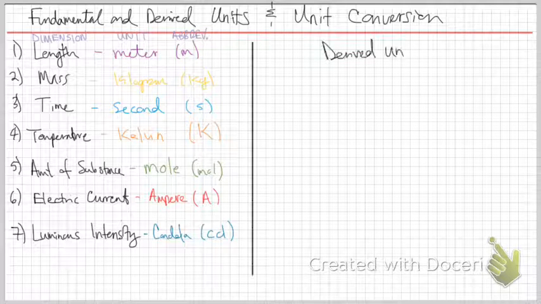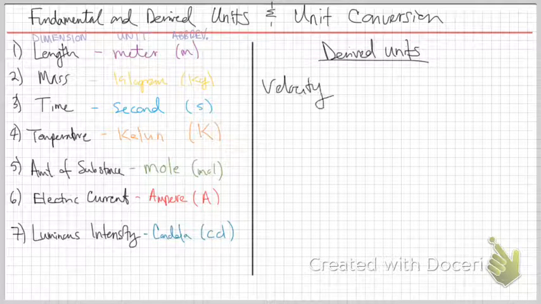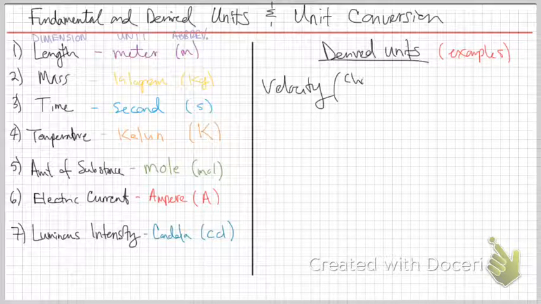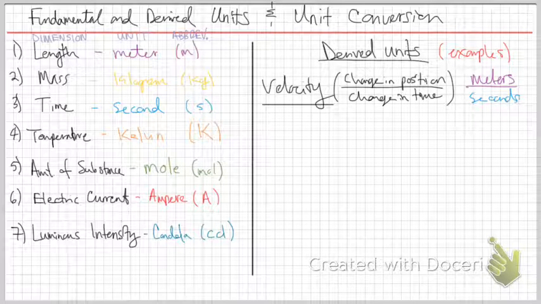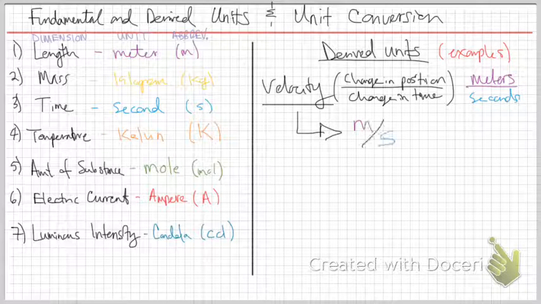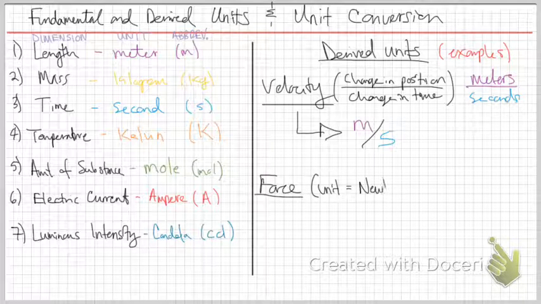We also have derived units. Other than the 7 fundamental units and their dimensions, the only other things we have are derived from them. So velocity is one example. Change in position divided by change in time. That's a length dimension divided by time dimension, and those units, if we're using the base units, are meters per second. So you see the colors are different. We've combined dimensions, and so we have a derived unit.